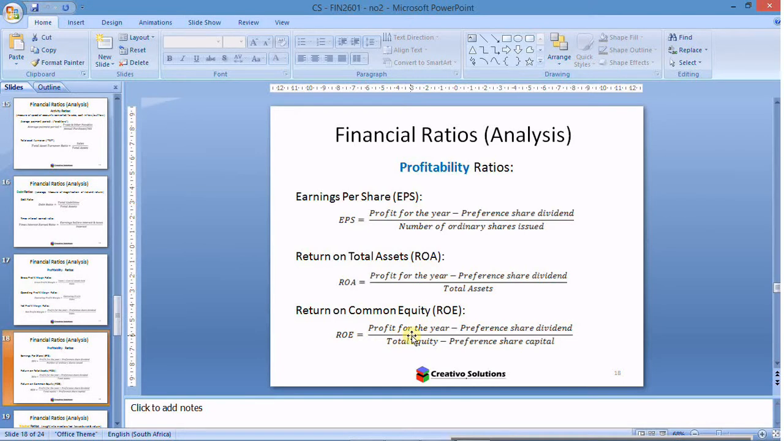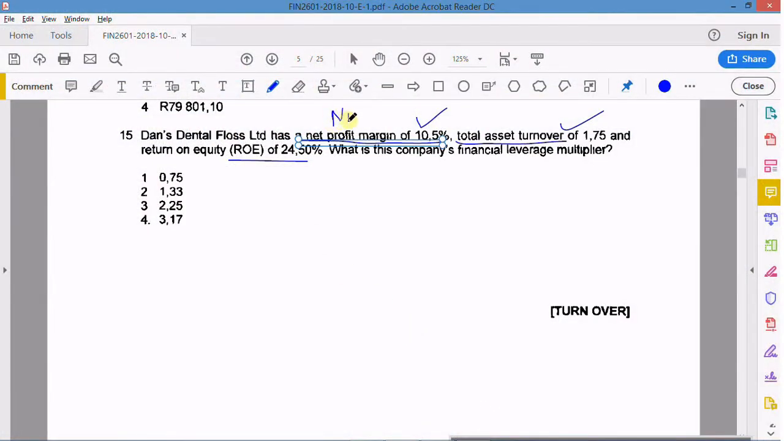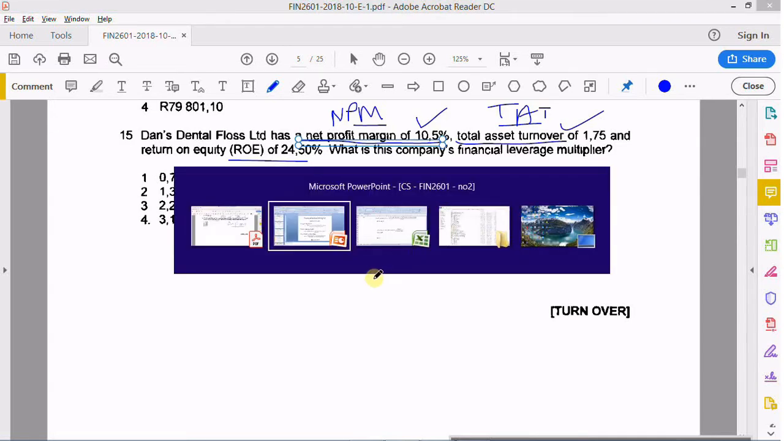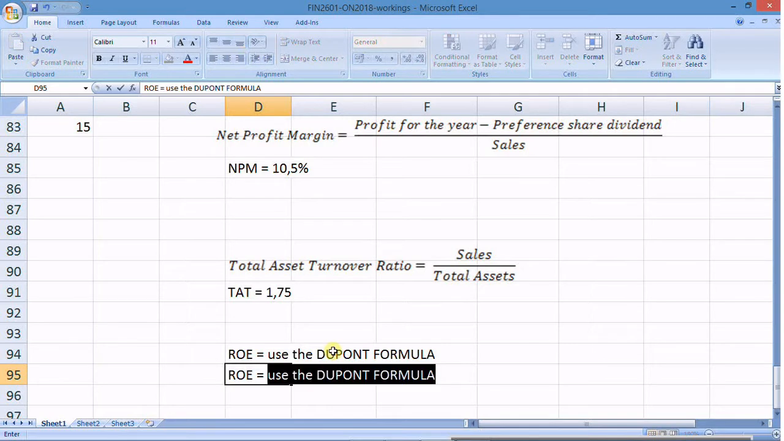No. I can write it down if I want to, but I already read something in the question: NPM, and I read TAT. So that's a giveaway that you've got DuPont. Just remember that there's a clue in the question. So use the DuPont formula for ROE. If you've studied this, it's NPM times TAT times the financial leverage multiplier.